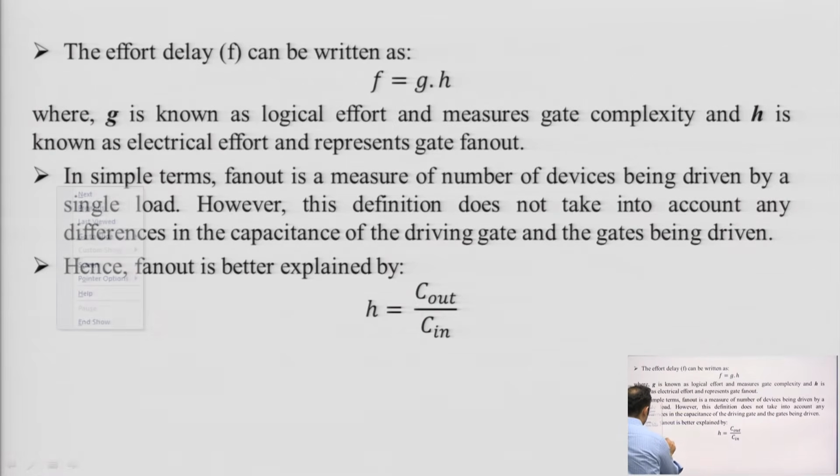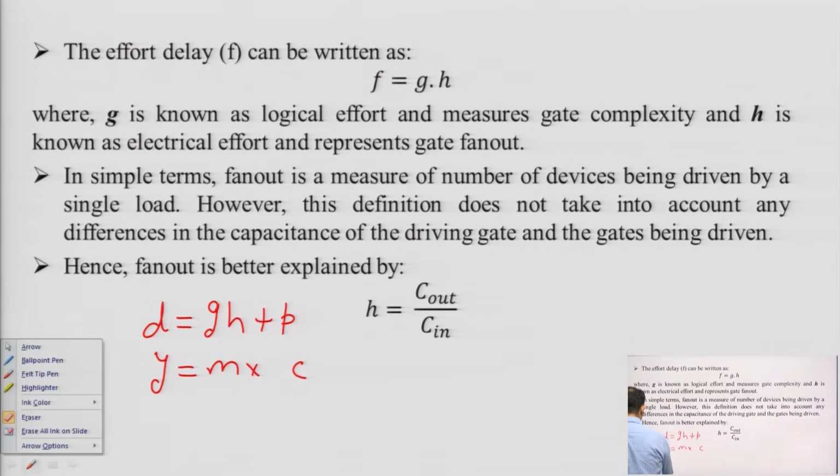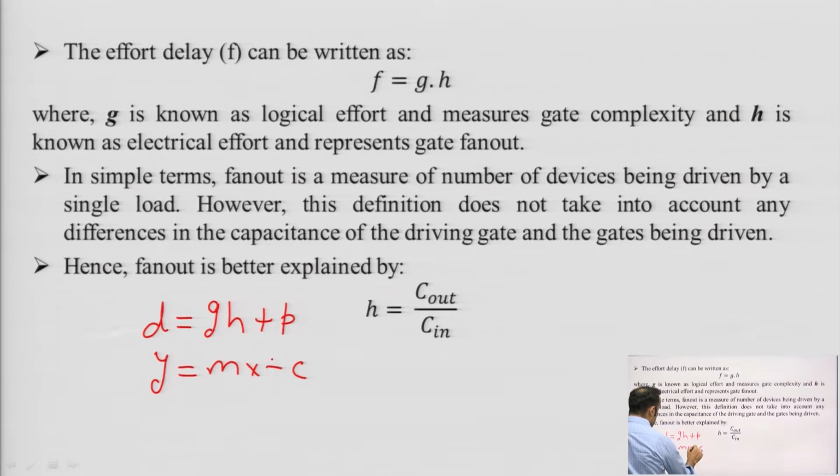that a normalized delay d equals g h plus p. Okay, if you compare it with the equation of a straight line, which is y equal to m x plus c, right. y is the dependent variable, x is your independent variable on the coordinate system, m represents the slope of the graph, and c is the intercept on the y axis.